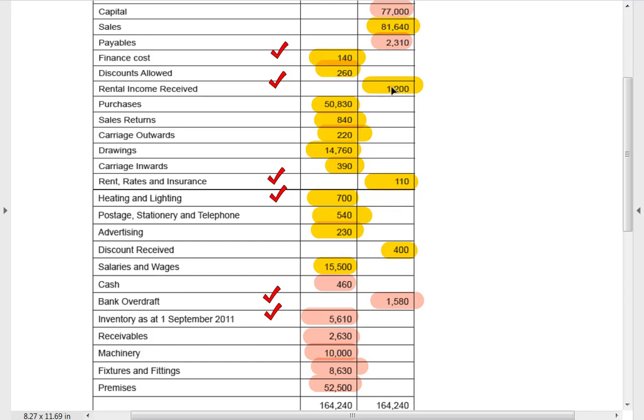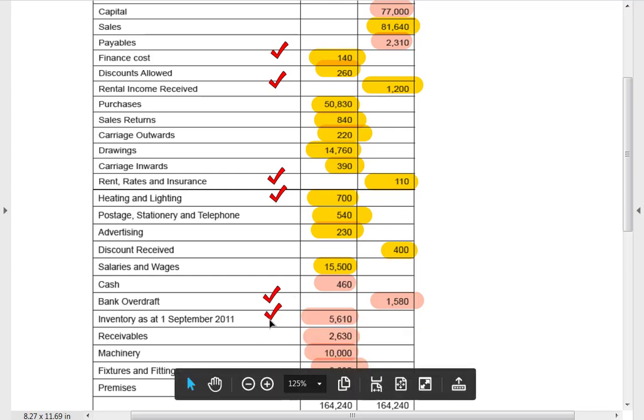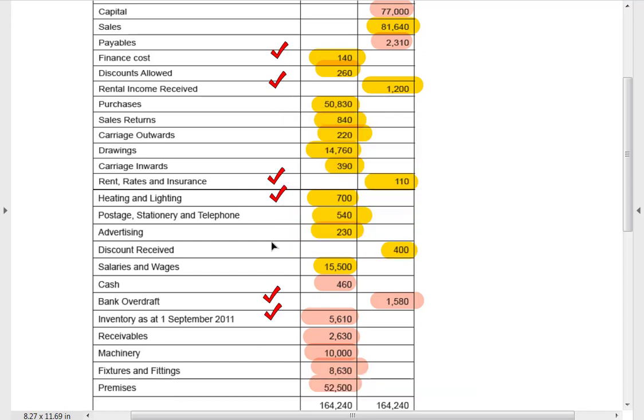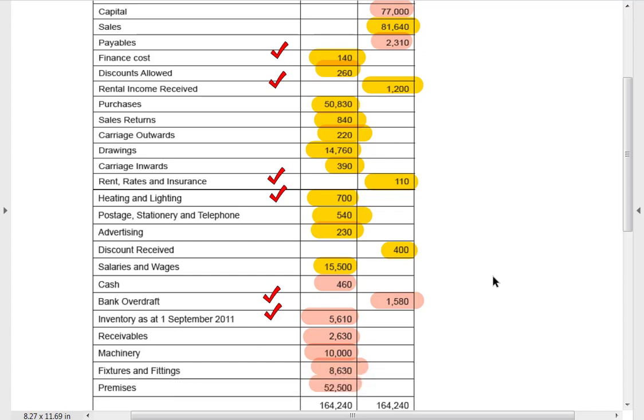So what do we need to look at? We're going to have to look at finance costs, rental income, rent, rates and insurance, heating and light, bank overdraft and inventory. So we're going to look at those 6 accounts. We're going to adjust those, and we're going to put the new figures into our template for our income statement and our statement of financial position.